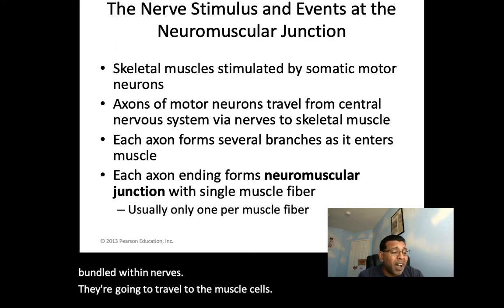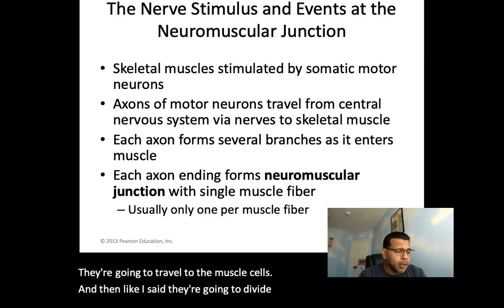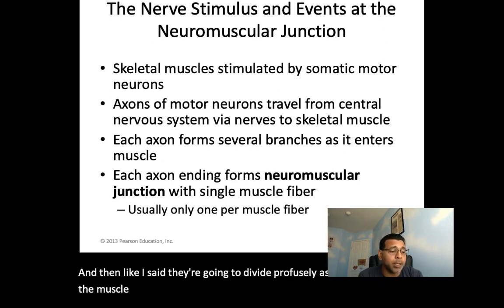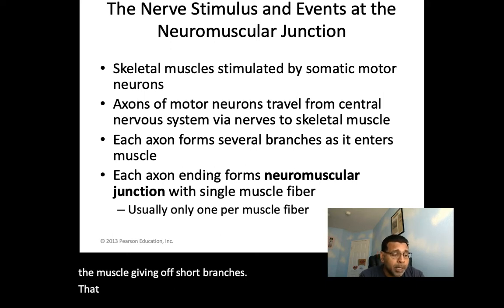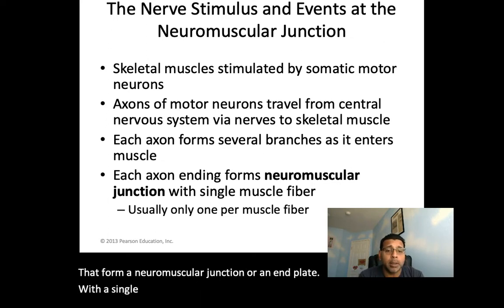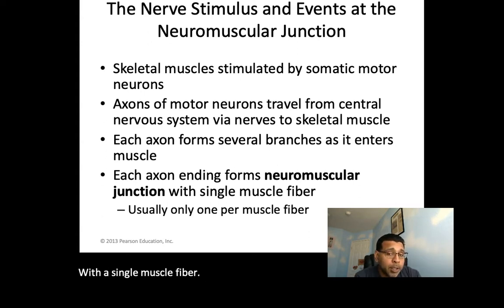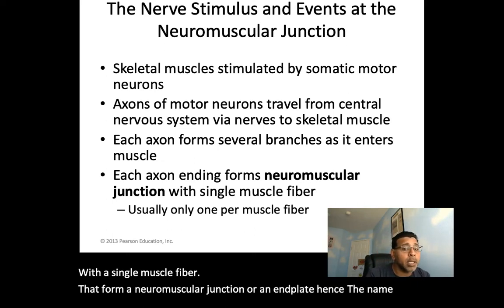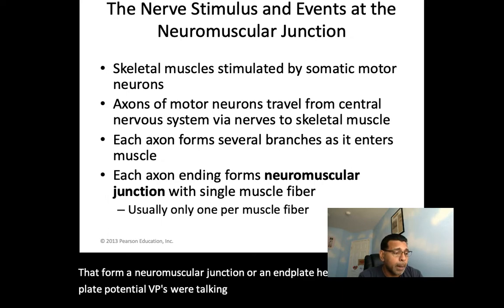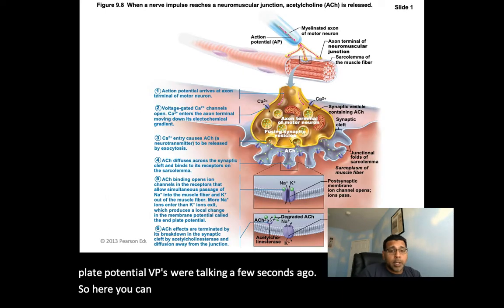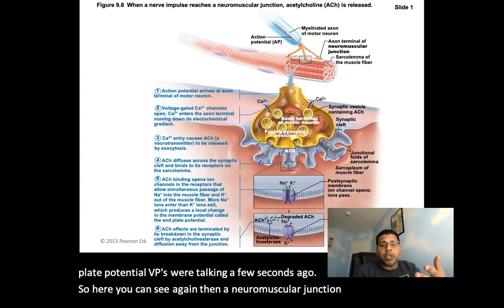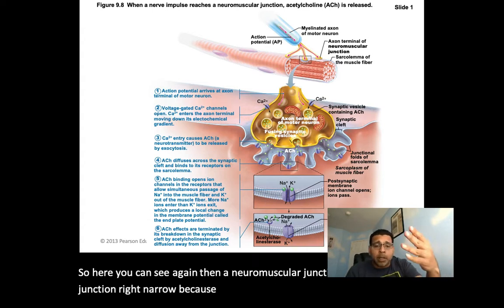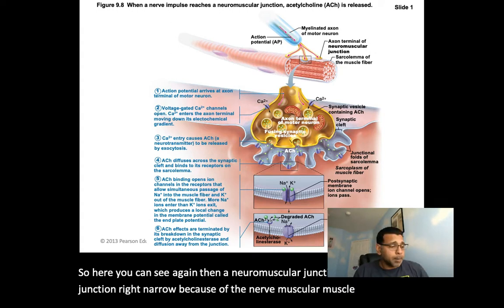Then, like I said, they divide profusely as the nerve enters the muscle, giving off short branches that form a neuromuscular junction, or an end plate, with a single muscle fiber. Hence the name end plate potentials, the EPPs we were talking about a few seconds ago. So here you can see a neuromuscular junction. Neuro because of the nerve, muscular because of the muscle, and junction where two things come together.